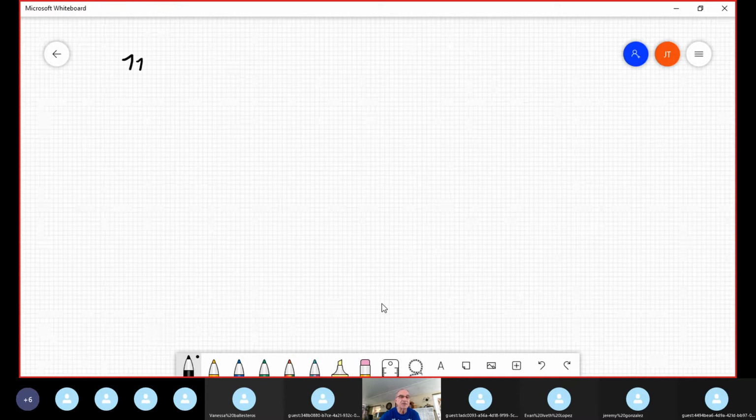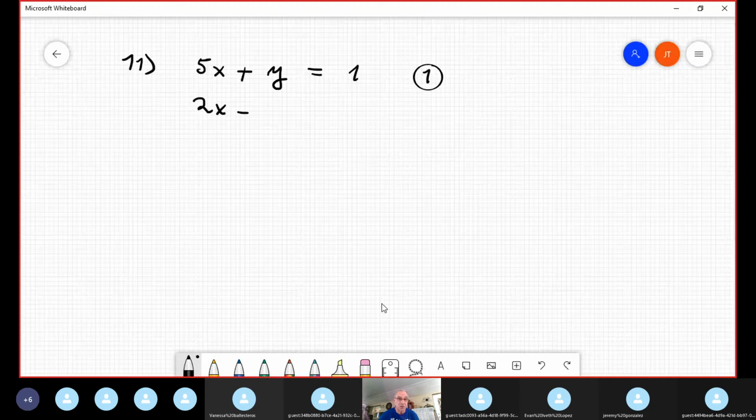11 is 5x plus 1y equal. And this is my first equation. My second equation is 2x minus y plus c, sorry, minus w equal 3.